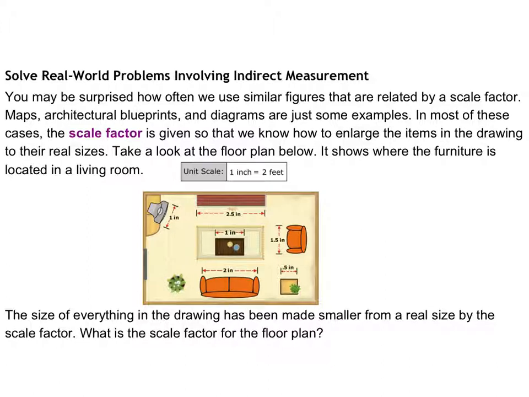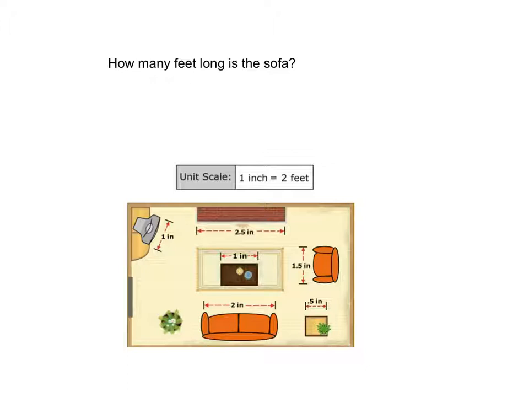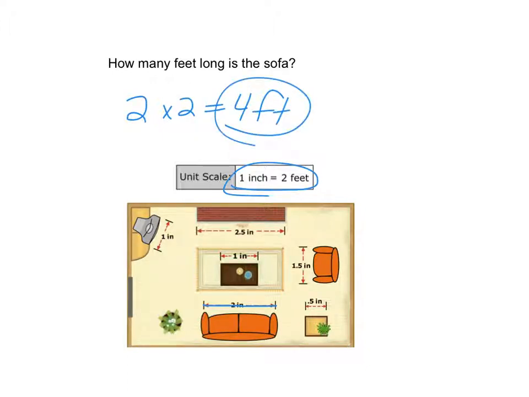So to find that, we look right here. So 1 inch becomes 2 feet. So the scale factor here would be 2. Whatever we take here, we're going to multiply it by 2, and we're going to change the label to feet. So if I wanted to know how many feet long the sofa is, I am given that the sofa in the drawing is 2 inches long, and my unit scale is 1 inch equals 2 feet. So I take the 2 inches that the drawing is and multiply it by my scale factor of 2, and I get that the sofa is 4 feet long.